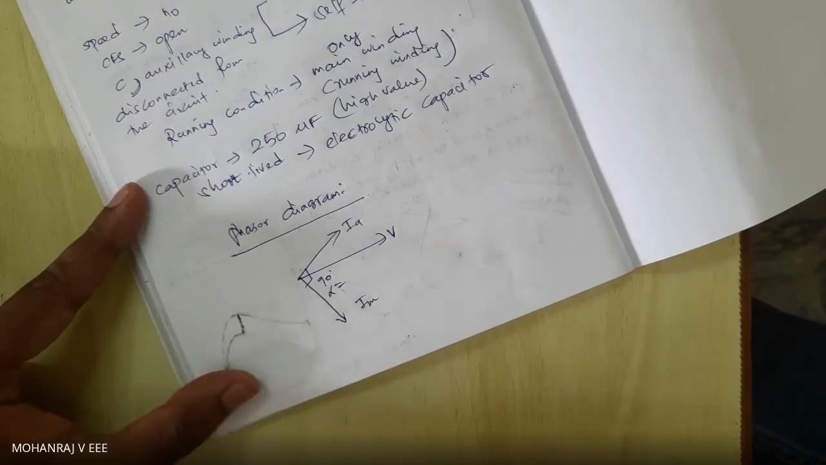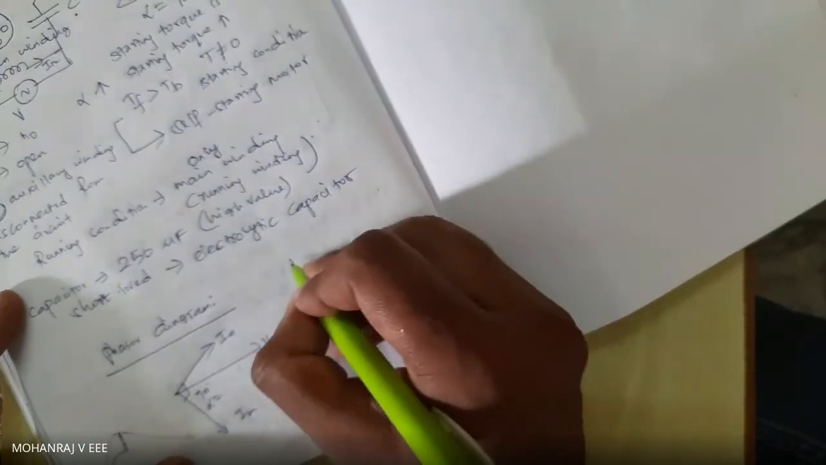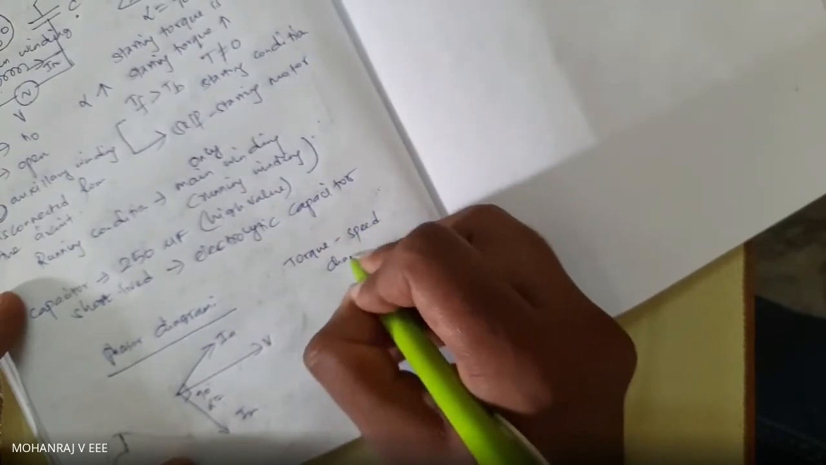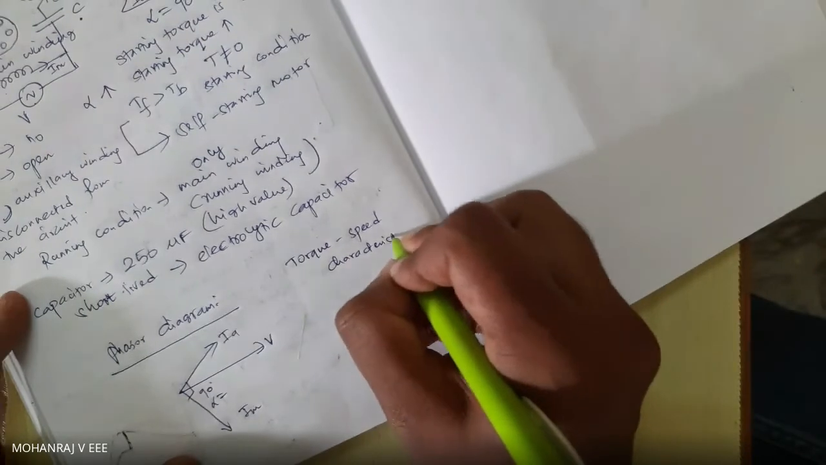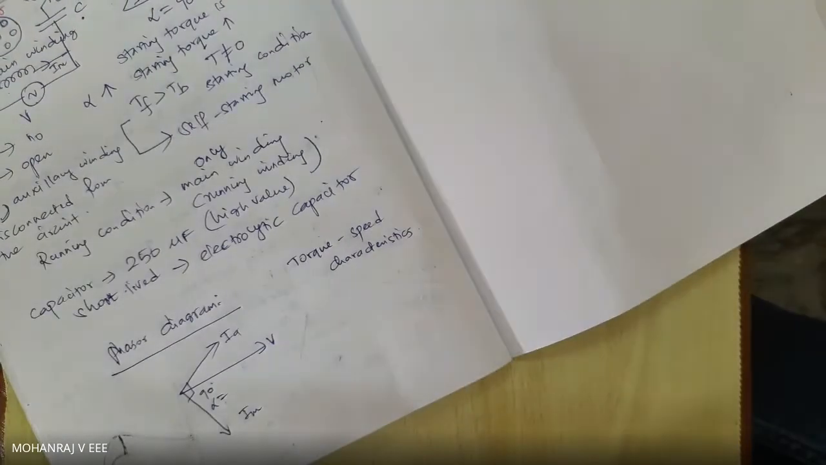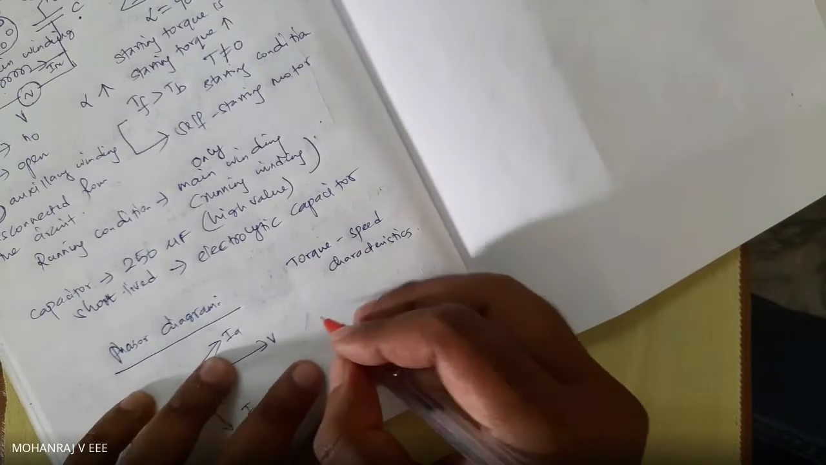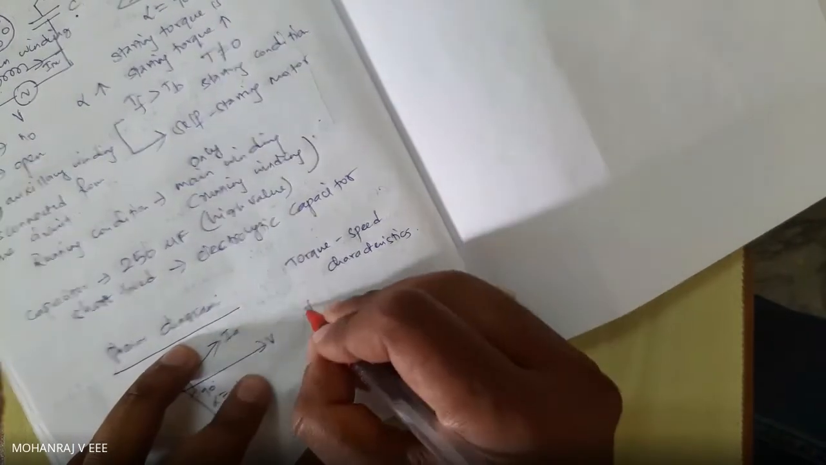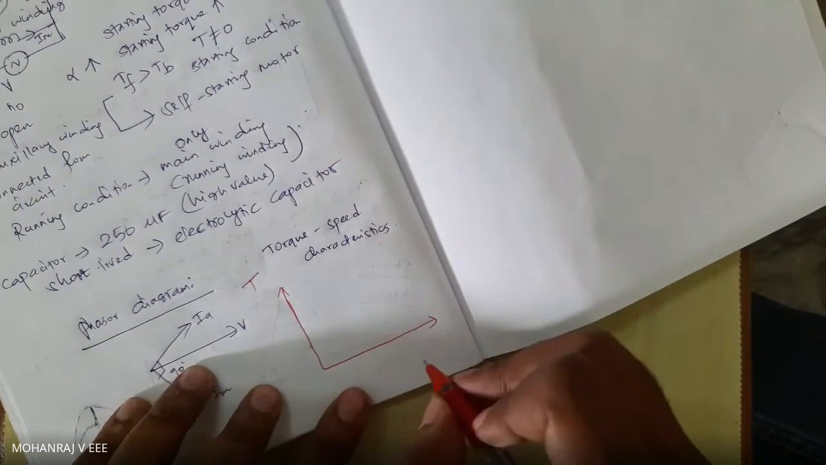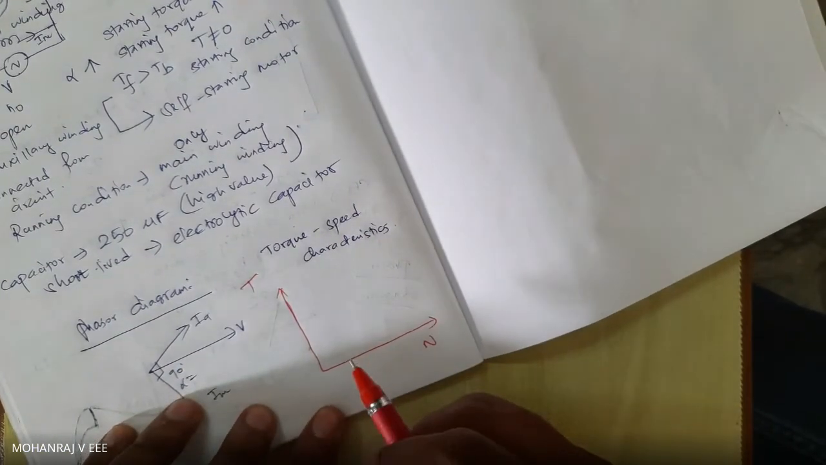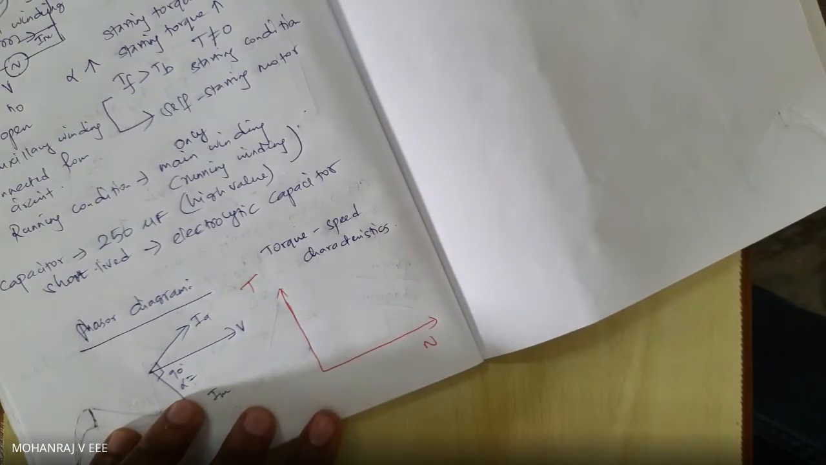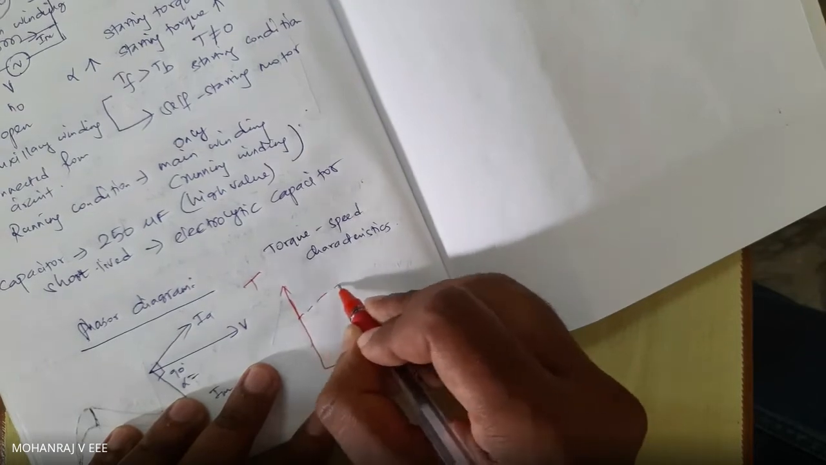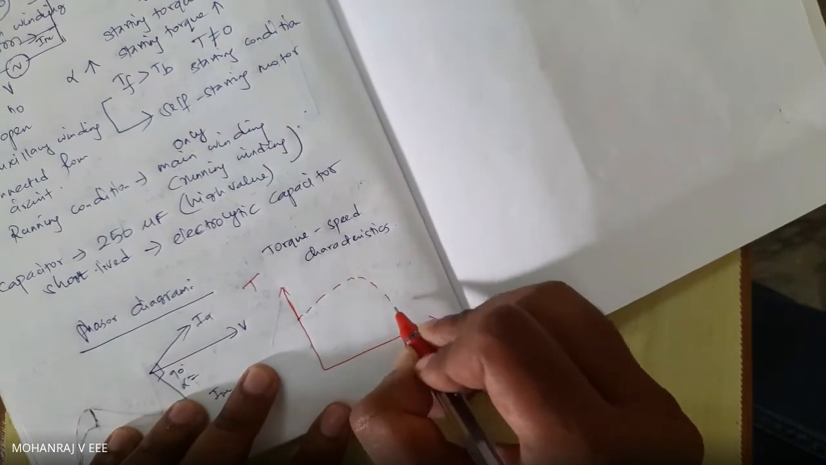Fine. Now let us talk about the torque speed characteristics. So this is my torque and this is my speed. If both the auxiliary winding and main winding are always present, what will be the torque? See, this will be my torque. It will be high.